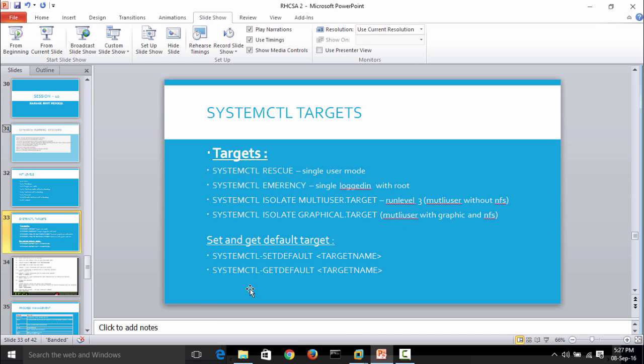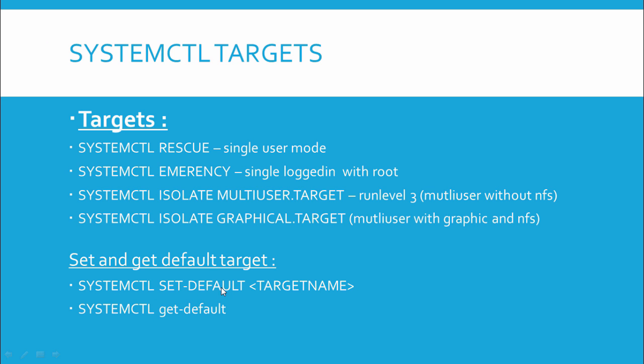Which target you want to keep as the default, you can define that target name over here. If I want to check what the default is, we need to check the parameter. Here we have systemctl get-default, so that we can check the default target, and systemctl set-default for setting a target. We need to define the target name along with it, so that we know which target should be kept as the default target. So here we have 2 different commands to set the default target or see the default target.